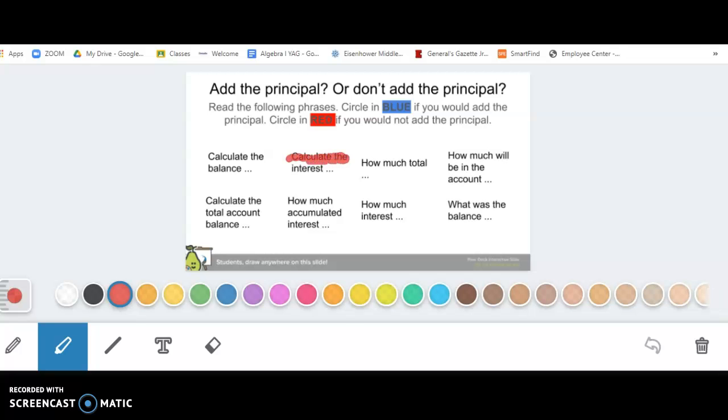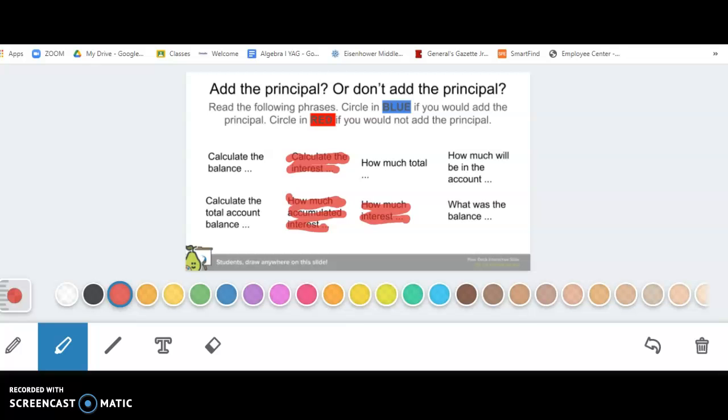So the ones that say calculate the interest, that means you multiply your P, your R, your T, and that's it. You're done. That is your final answer, okay? So I see another one with interest. How much accumulated interest? Okay, that means how much interest only. And then the last one is how much interest. So those are the ones where you multiply your P, your R, and your T, and that's it.